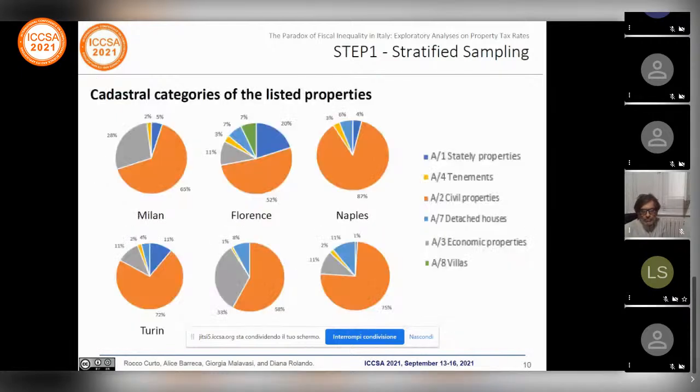By analyzing the cadastral category, it emerged that most of the assets are classified as civil properties, despite being luxury assets. In Bologna, there are no stately properties, and it is surprising that in Milan and Bologna, around 30% of our sample are classified as economic properties. These first simple results highlight the very well-known problem related to the lack of correctness of the cadastral category attribution. Now I leave the floor to my colleague Diana Rolando for the presentation of the main results.